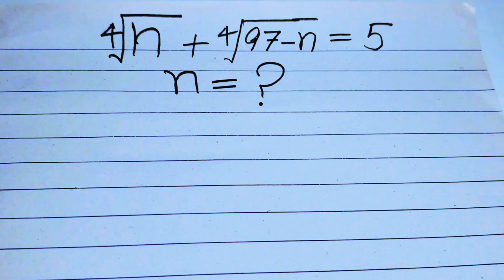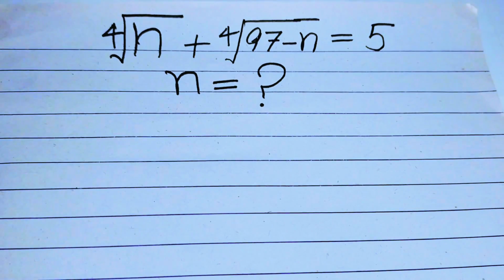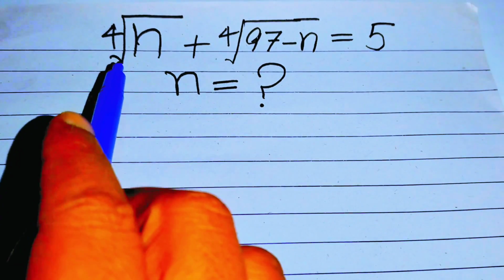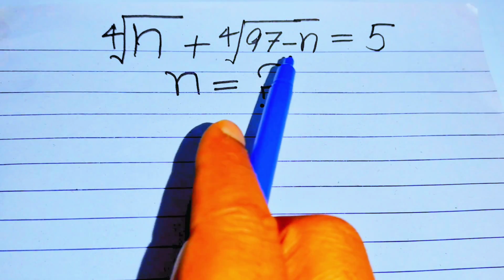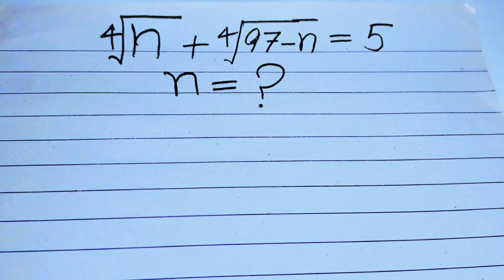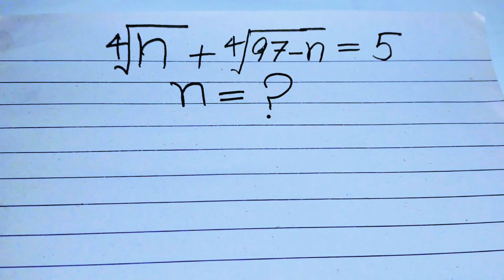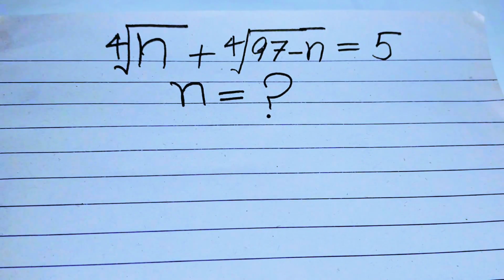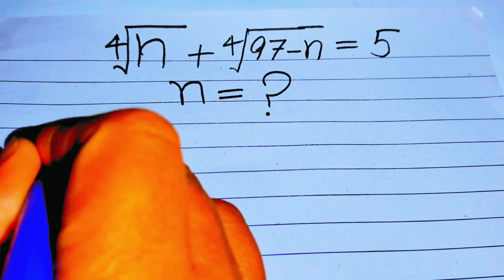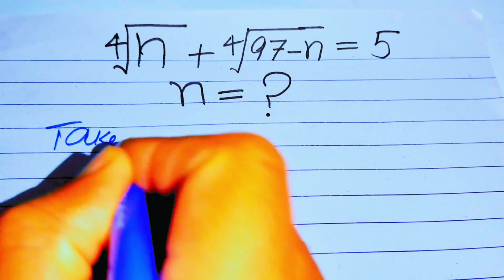In this video we are going to solve this nice math Olympiad algebra problem, and we have the fourth root of n plus the fourth root of 97 minus n equals 5, and here we need to find the values of n.